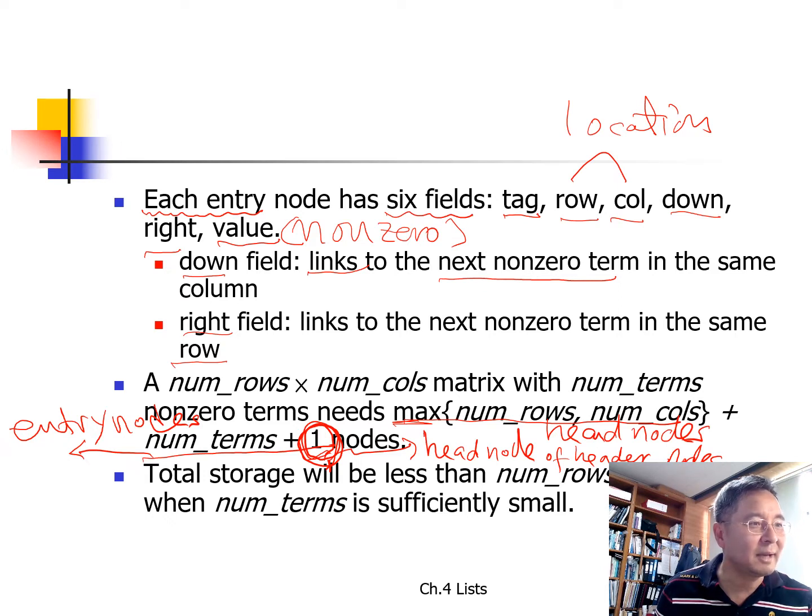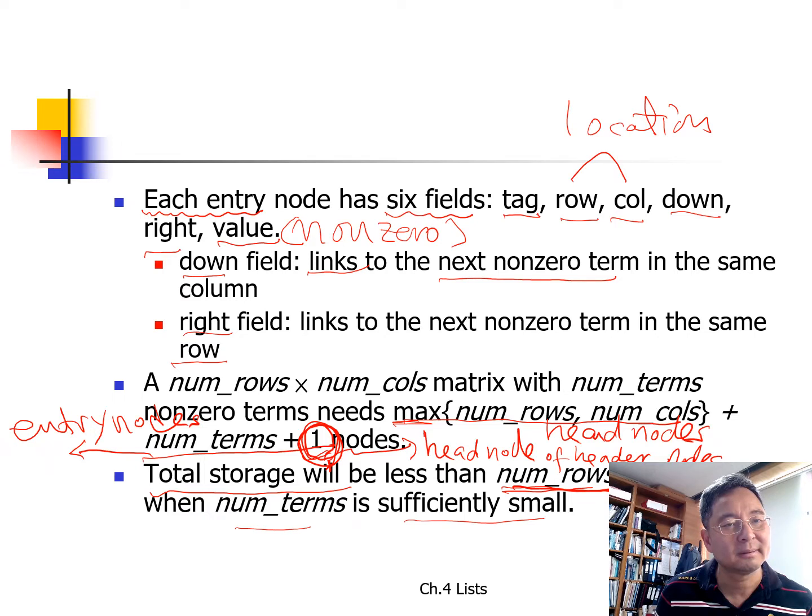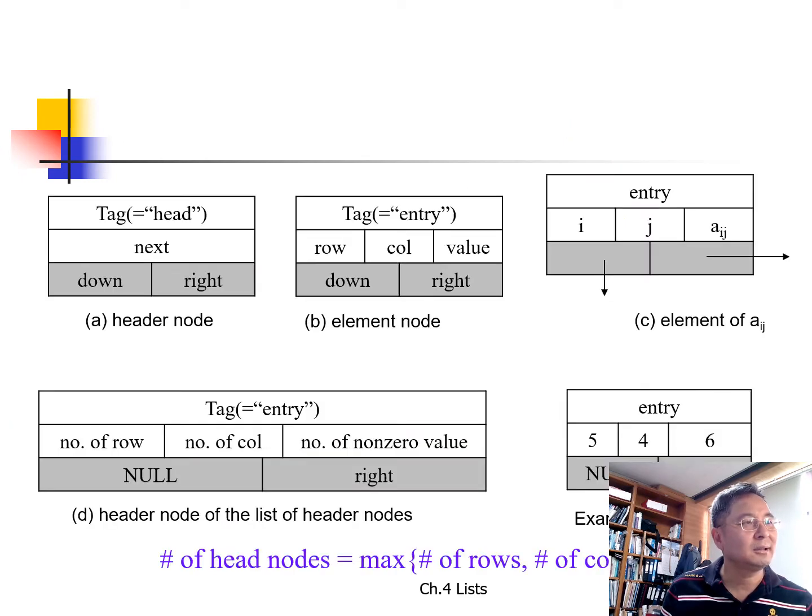That means the total storage will be less than number of rows times number of columns when the number of terms is sufficiently small. This is a determinant of the time complexity in this representation method.